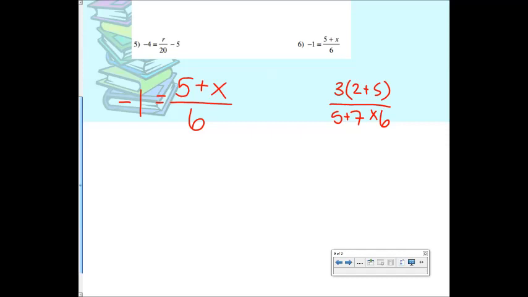How do I get rid of a divided by 6? I multiply by 6 over 1 because I need the 6 on top to get rid of the 6 on the bottom. So then over here I'm going to multiply by 6 over 1 or just 6. What happens here? Yeah, those are gone. So then what do I really have left? 5 plus x equals, and then what's 6 times negative 1? Good.